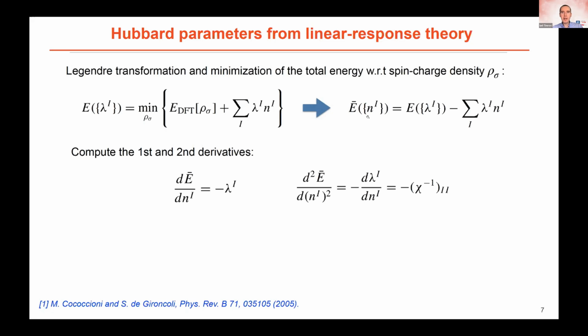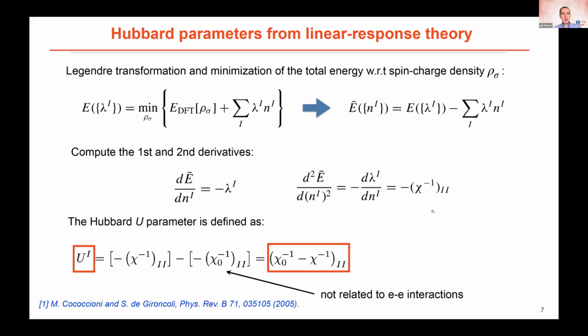And now we can compute the first and the second derivative of the E bar object. So the first derivative with respect to n of I is simply minus lambda I. And the second derivative is the derivative of lambda I with respect to n, where we keep the minus sign, of course. And we call this object chi to the power minus 1.